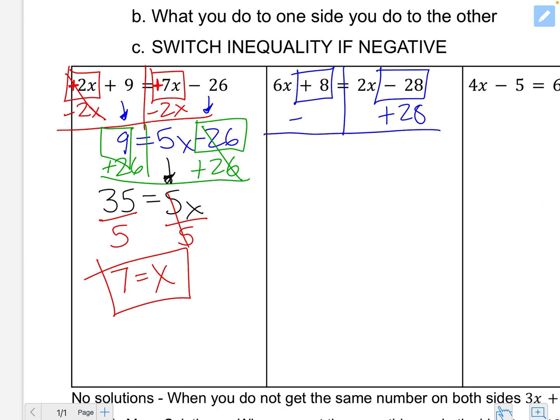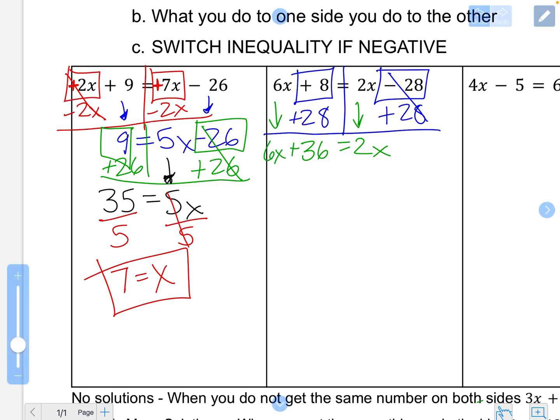What I do to one side, I have to do to the other. My 28s are going to cancel. I need to bring my variable term down. 8 plus 28 is 36, and it's a positive 36 because both numbers are positive. Then I need to bring my 6x down as well. Now, I need to find my two variable terms. I've got 6x. Since there's no sign in front of it, it becomes positive, and I have my 2x, and there's no sign in front of it, so they're both positive.